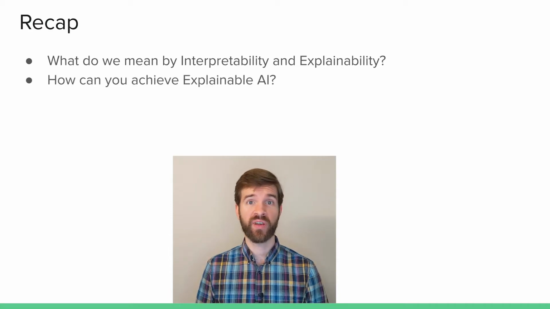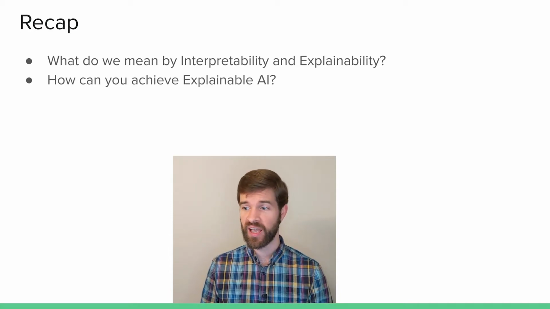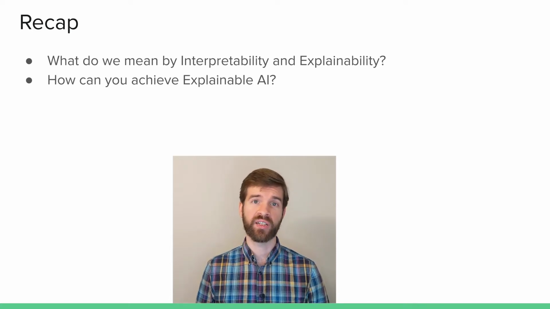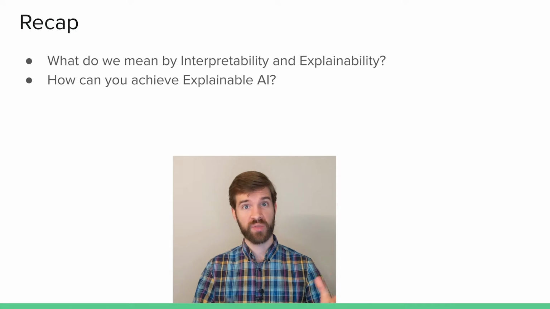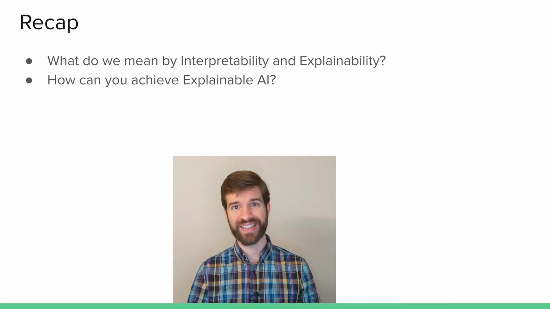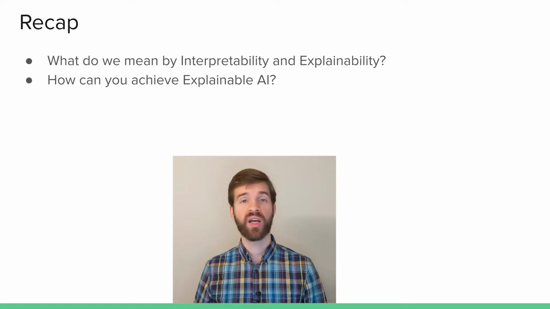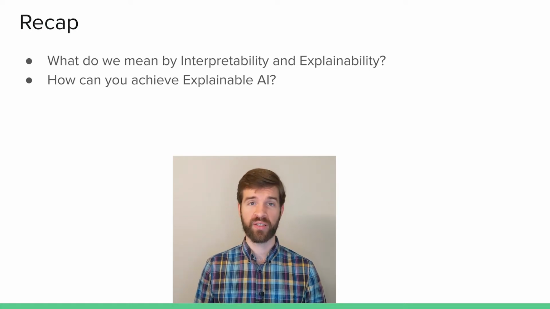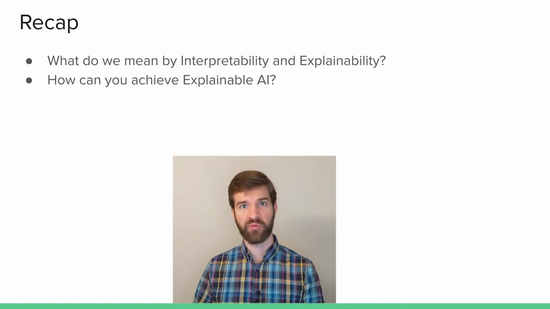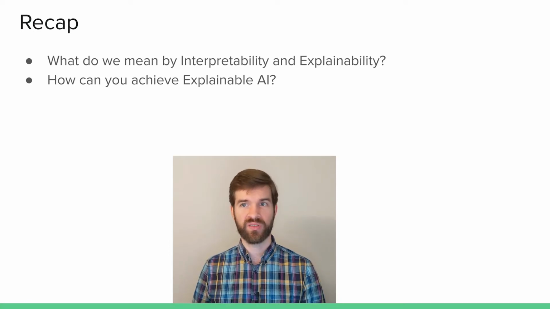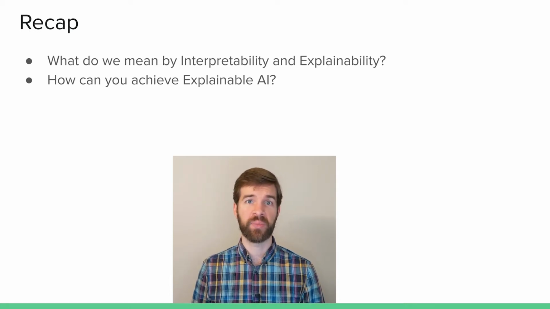How can you achieve explainable artificial intelligence? There are a couple of ways, but broadly you can categorize them into transparent models, where the model itself has an inherent structure that can be understood, or by using post hoc methods that analyze a black box model and try to understand it without actually looking into every single operation that happens inside.